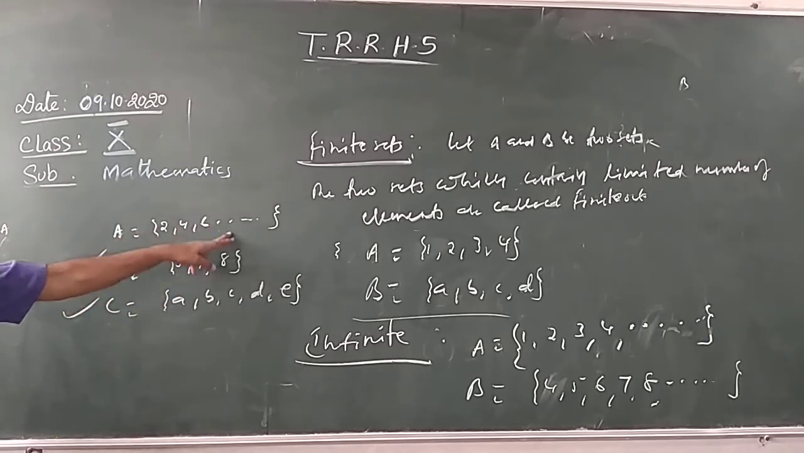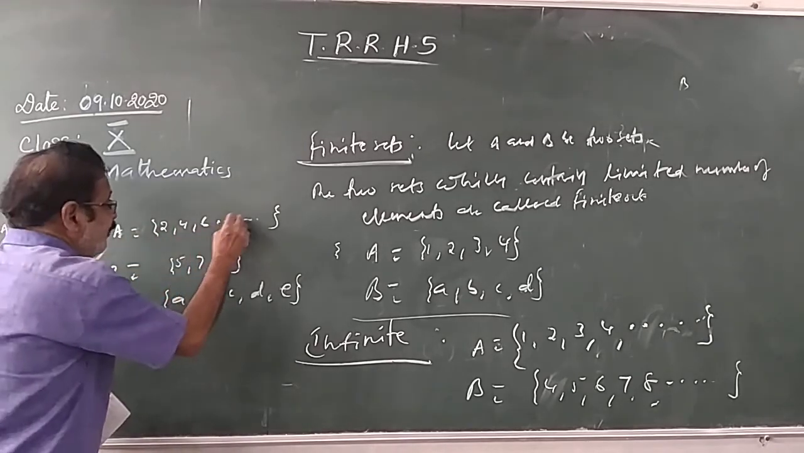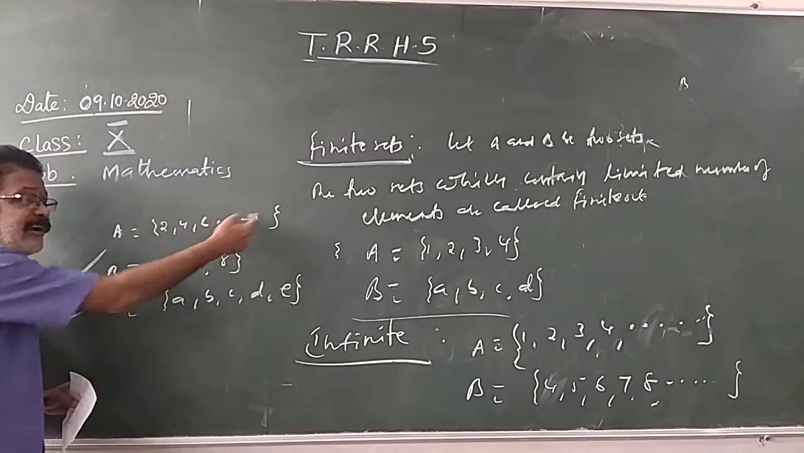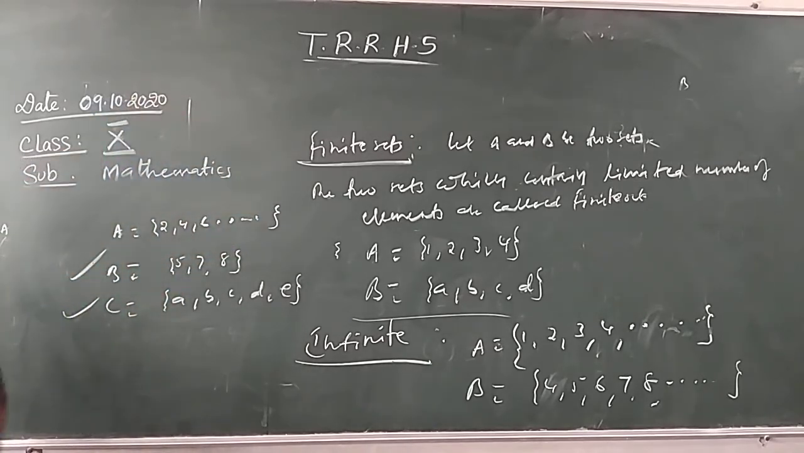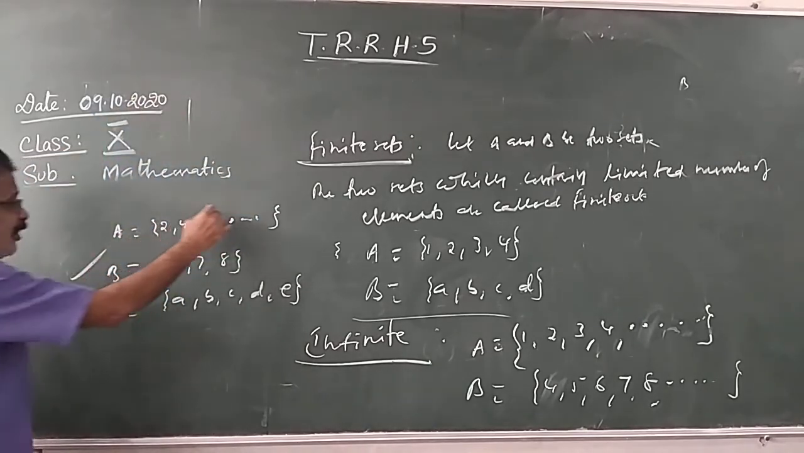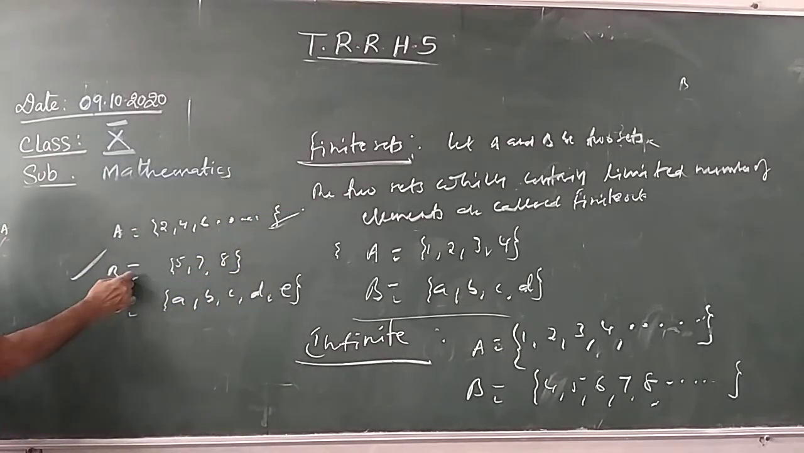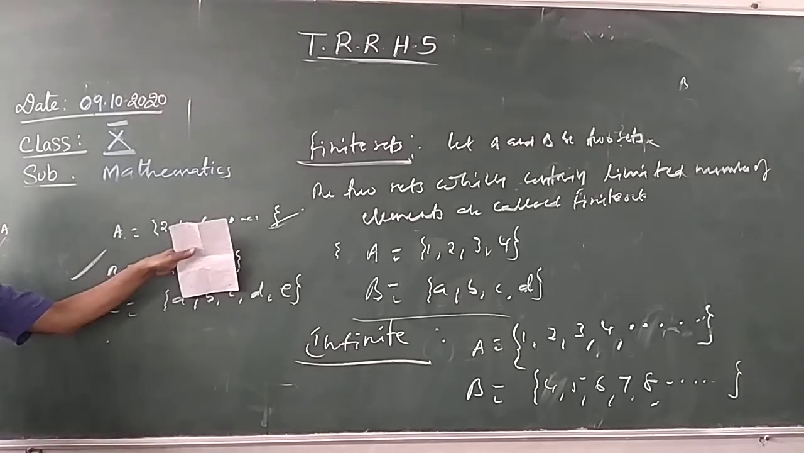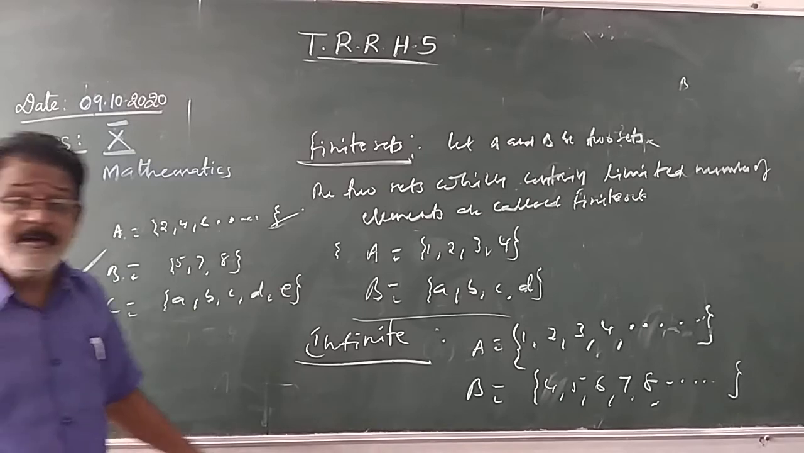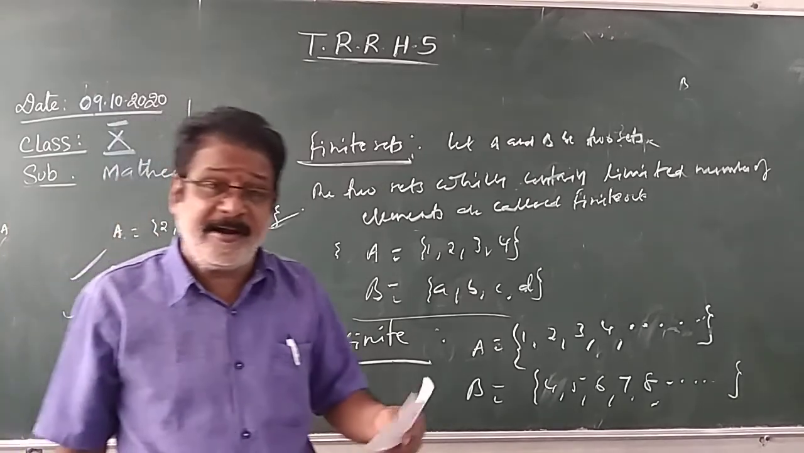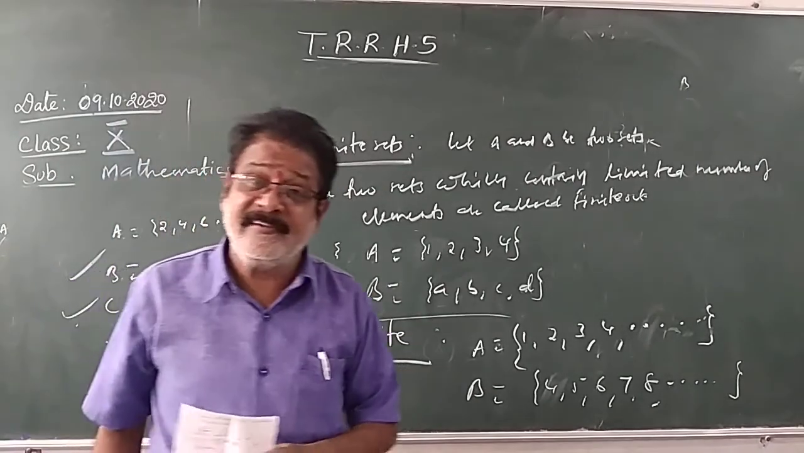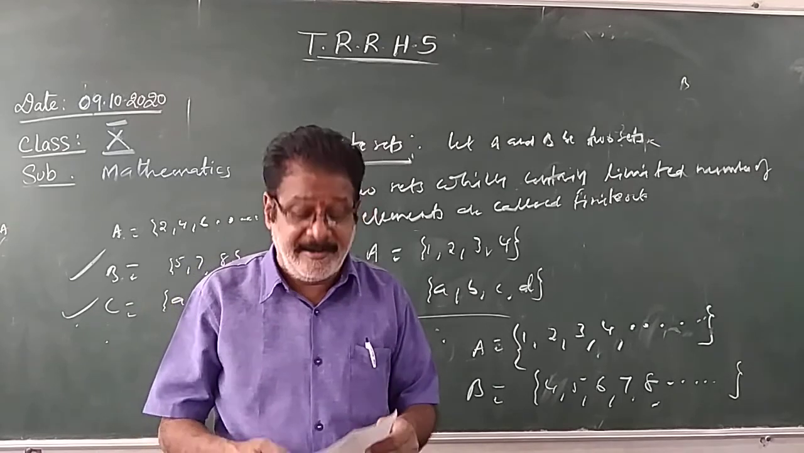Why is A not a finite set? Because it doesn't end with 6. After 6 there is a continuation: 2, 4, 6, 8, 10, like that. This is continuation. This is an infinite set. B is the finite set. C is the finite set. A is not finite because it has an unlimited number of elements. So I hope you better understand finite and infinite sets, and equal sets and equivalent sets.